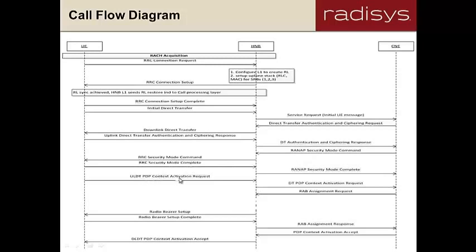Then, UE will send PDP context activation request to the core network. Then, RAB assignment procedure is performed between core network, HNB and the UE. After completion of RAB assignment procedure, core network will send PDP context activation accept to the UE. Now, the HSDPA call is established successfully. Next, we will have actual demonstration for HSDPA call for 24 users on 3G femto solution.